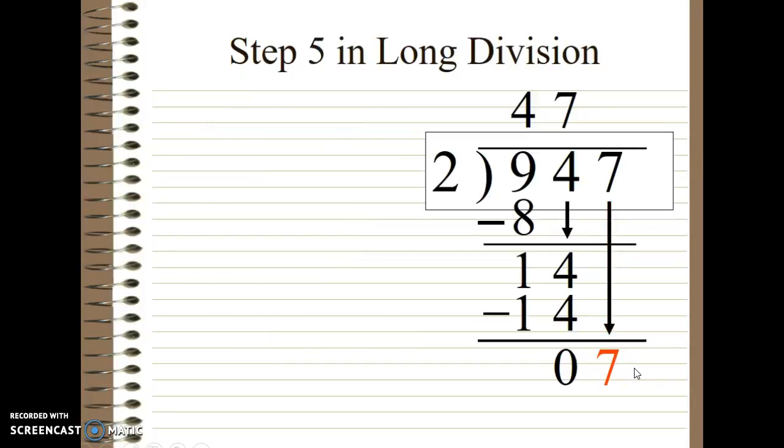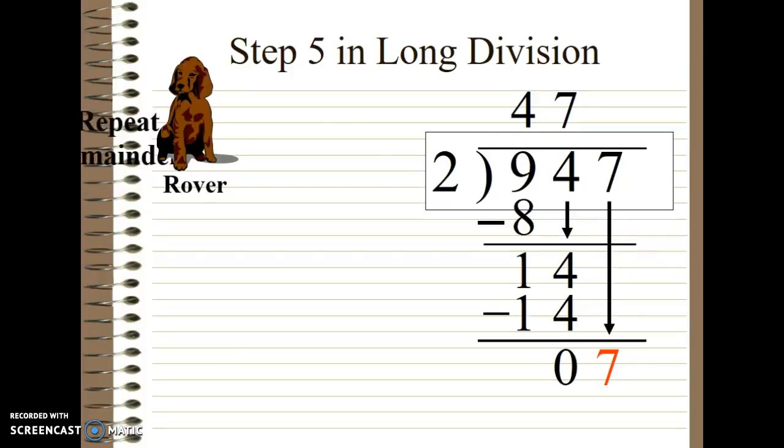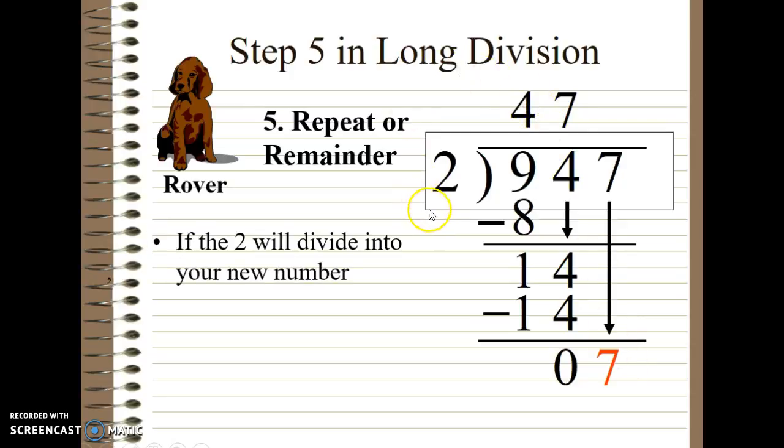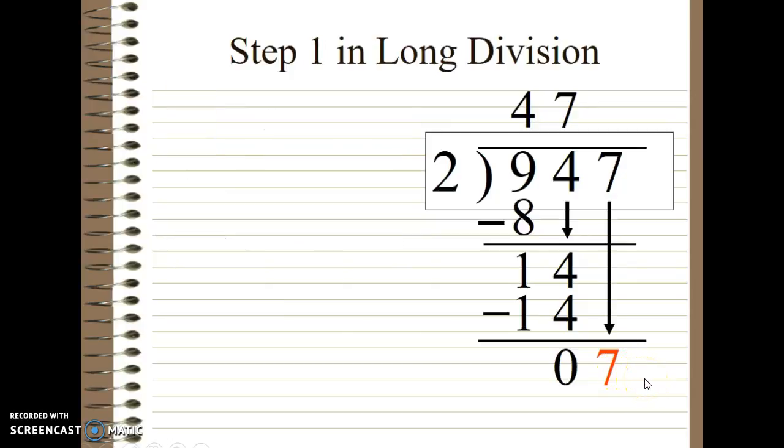Once again, that 5th and final step is our puppy or dog named Rover. Rover tells me to repeat the process, or do I have a remainder? How will I know? I will see if 2 can be divided equally, or at least close to 7 without going over, or if there's just a little bit of a remainder. In this case, I can repeat the steps of the process again.